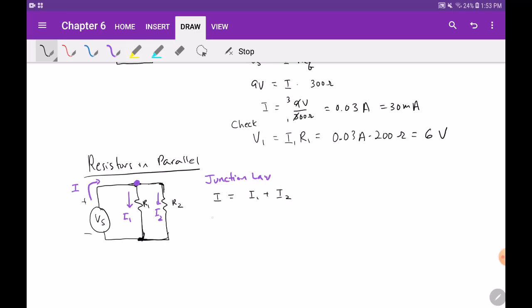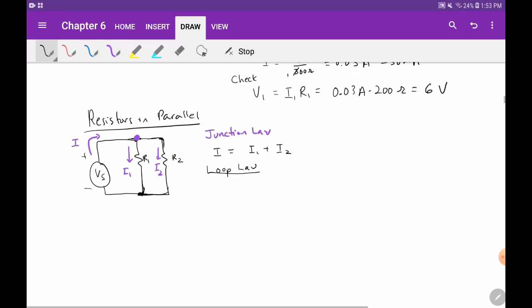Okay, and the voltage law says, I meant the loop law. The loop law says, whenever you go around the loop, the voltage gain has to be equal to the voltage drop. So you have a Vs for the gain. I'm taking this loop. This is your loop number 1. And this will be my loop number 2.